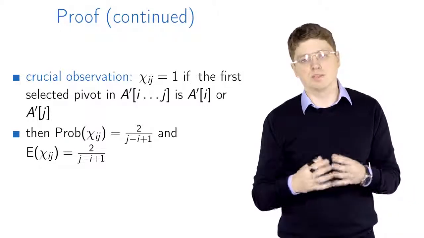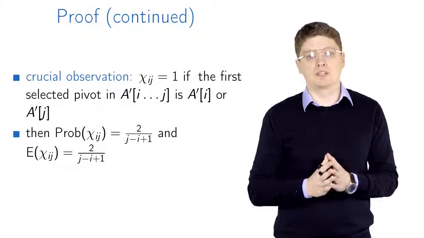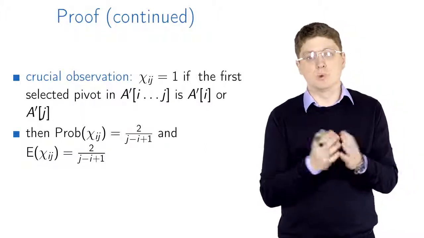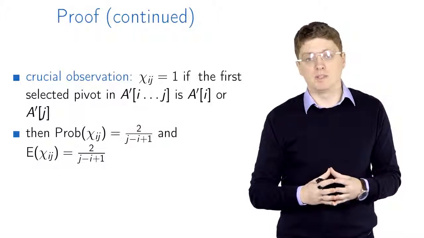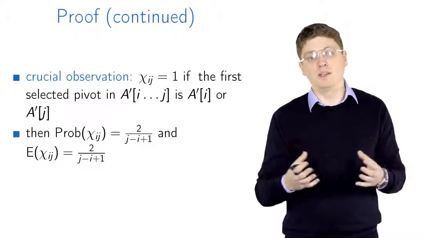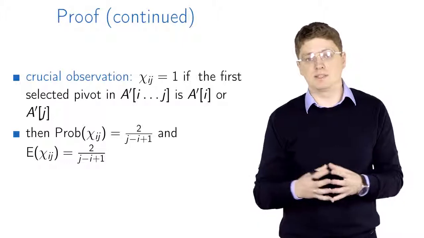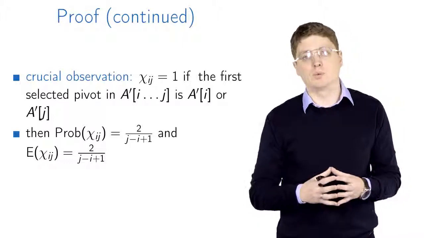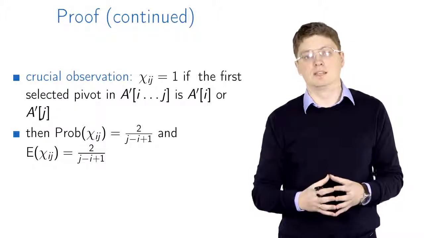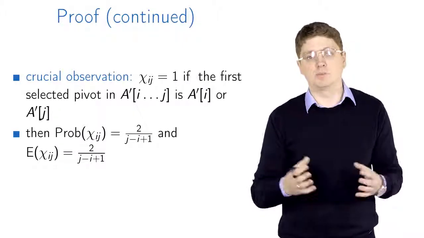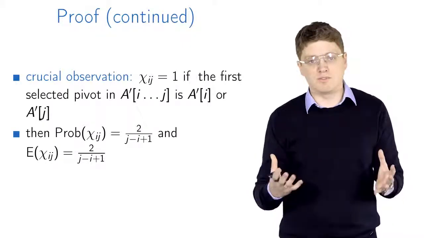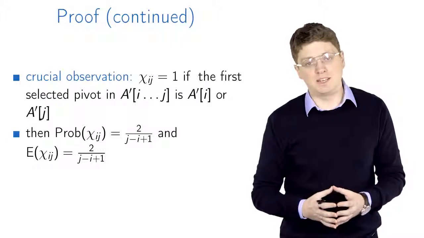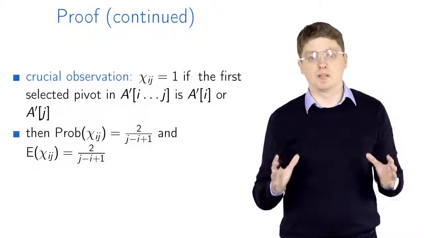This in turn helps us to estimate the expected value of this random variable. So recall that if we have a random variable which takes only values 0 and 1, then its expected value is 1 multiplied by the probability that it takes value 1 plus 0 multiplied by the probability that it takes the value 0. Well, 0 multiplied by something is 0, so what is left is just the probability that it takes value 1 multiplied by 1. So the expected value of Xij is equal to 2 divided by j minus i plus 1.